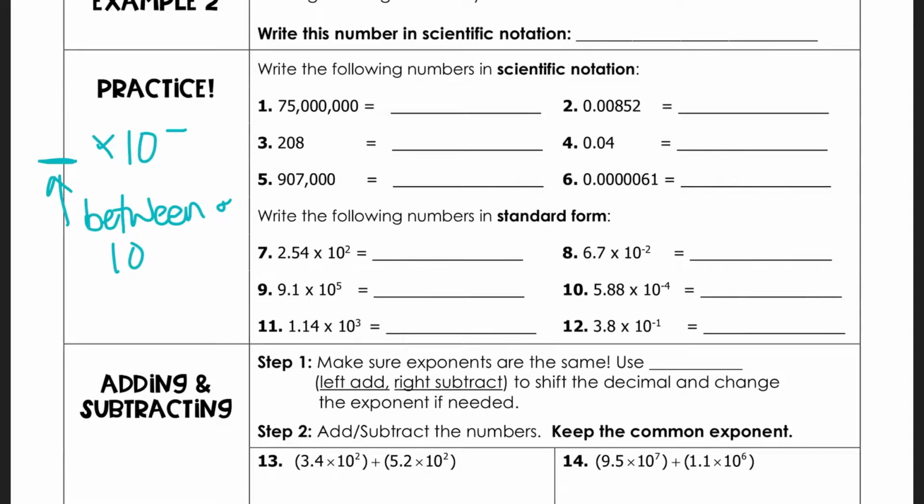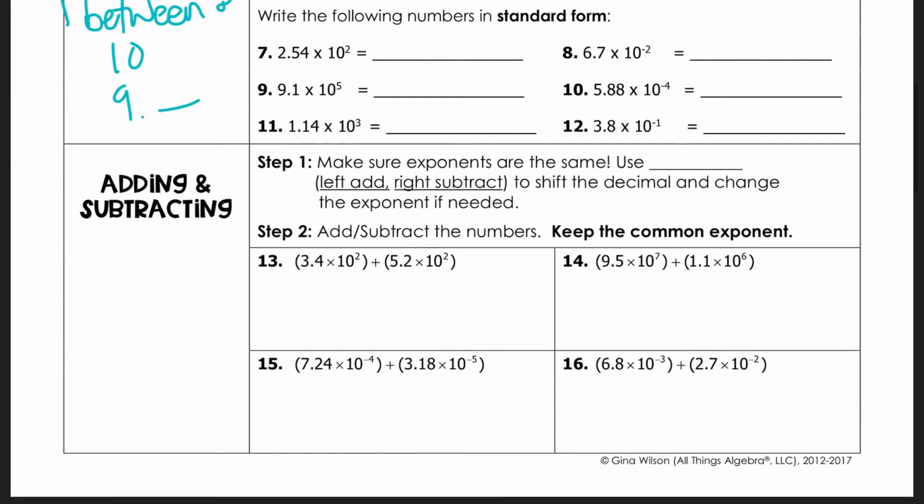So it has to be larger than 1. Actually, no, it can be 1. But it has to be less than 10, so it can't be 10. It has to be 9 point something. So between 1 and 10. We have to be careful that we are paying attention to that because, for example, if somebody wrote 14.6 times 10 to the third power, that's not appropriate scientific notation because this part is larger than 10. So you have to pay attention to that.